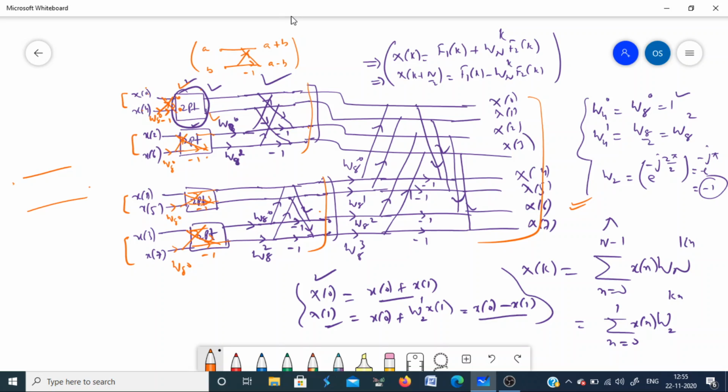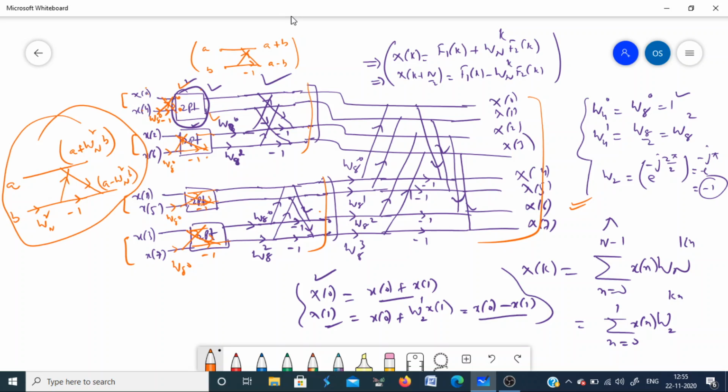and you will see that in this structure, there is a single structure which is repeatedly used. So you have two inputs A and B. We multiply B with W to the power r. We add with the top branch. You will get A plus W to the power r into B. Then you multiply this lower branch with minus 1, and we again add this with this. You get A minus W to the power r into B. So this structure, the 2-point DFT basically, is repeatedly used again and again in this entire structure. This is called the butterfly diagram.